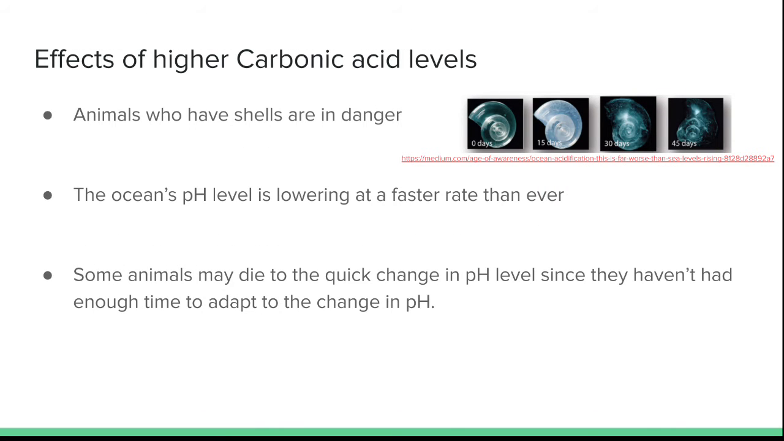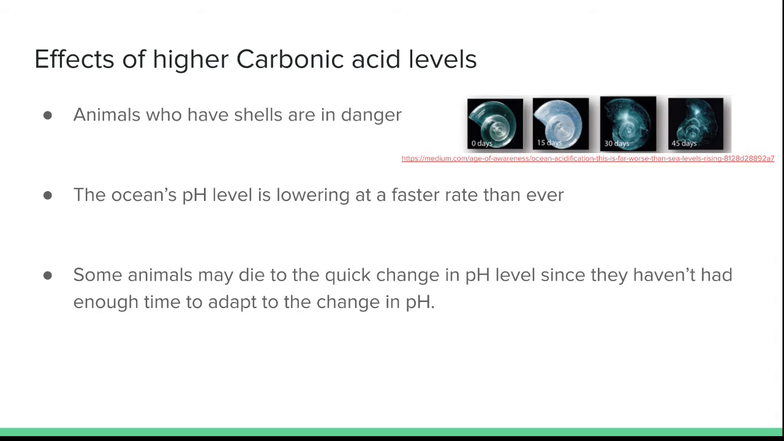One effect is animals who have shells are in danger. Ocean acidification reduces the availability of important calcium carbonate minerals, which are essential for many marine organisms to build their skeletons and shells. The oceans are predicted to be so corrosive by the year 2100 that the ocean will literally corrode the shells of sea life. The diagram to the right shows that if the ocean continues to become more acidic at this rate, that's how quickly the ocean will deteriorate through the shells in the year 2100.